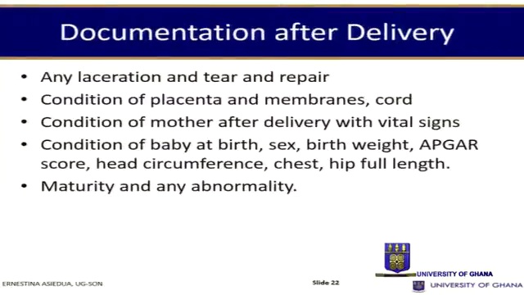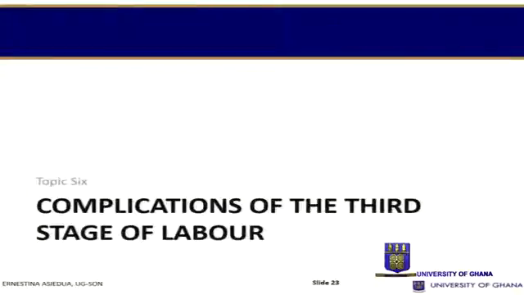Any lacerations and tear, any repair, condition of placenta and membranes and the cord, condition of mother after delivery with vital signs, condition of baby at birth, sex, birth weight, Apgar score, head circumference, chest, hip, full length, maturity, and any other abnormality. I have said that all these things are legal documents, so record them. Make sure you have a good record and documentation.